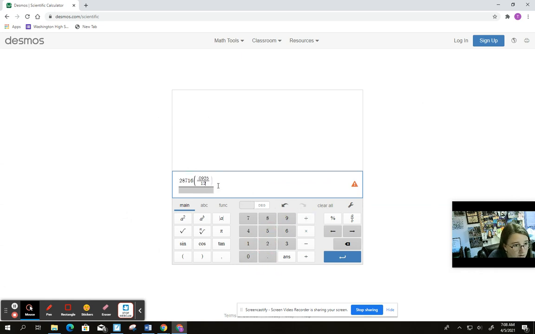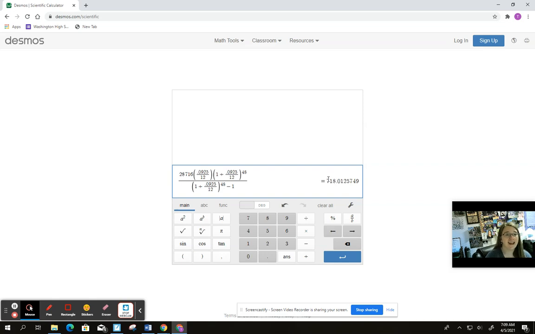0.0925 divided by 12, close parentheses, 1 plus 0.0925 divided by 12, close parentheses, to the, once again, 48, because it's 12 times 4. On the bottom, I have 1 plus 0.0925 divided by 12, close parentheses, to the 48, minus 1. Okay, should have gotten 718.01.